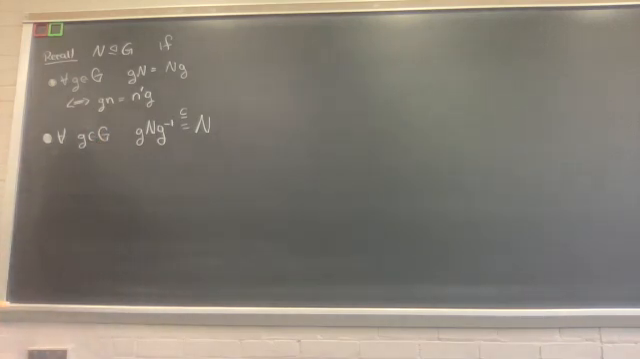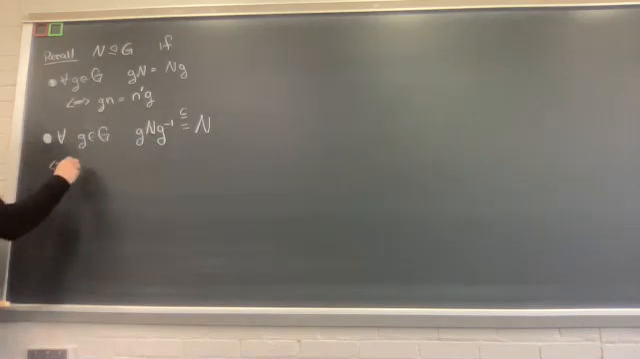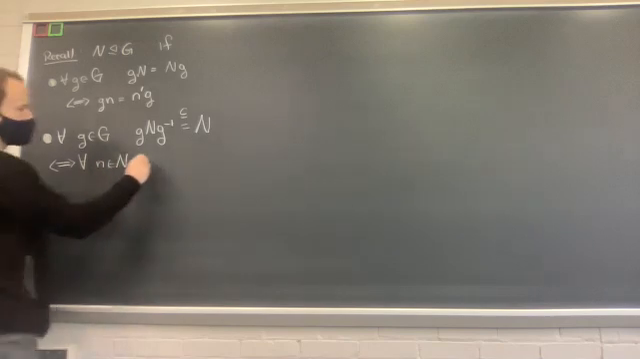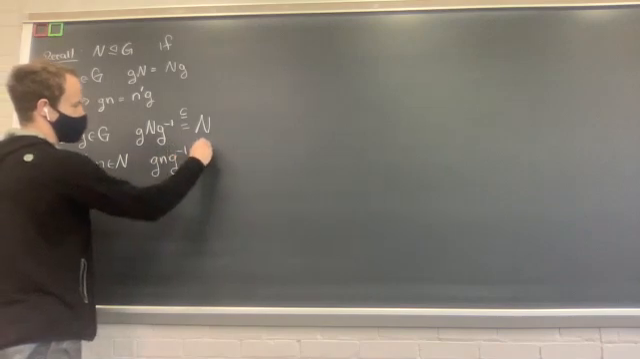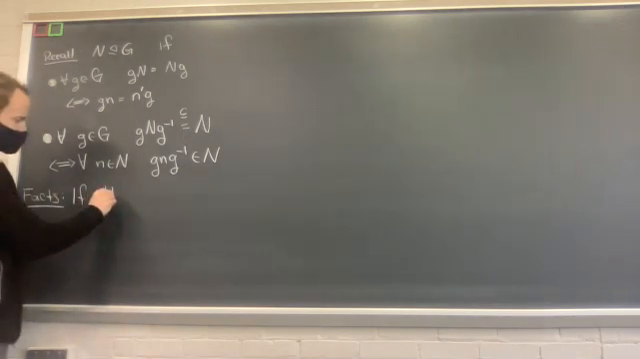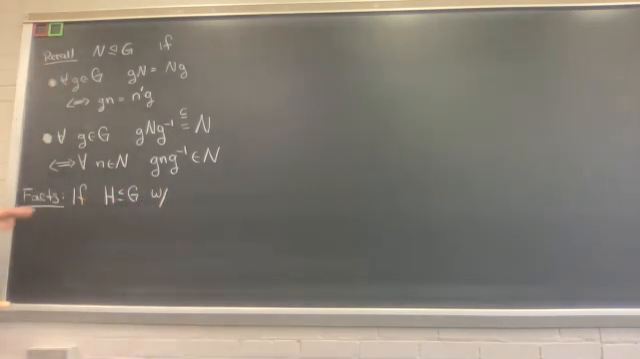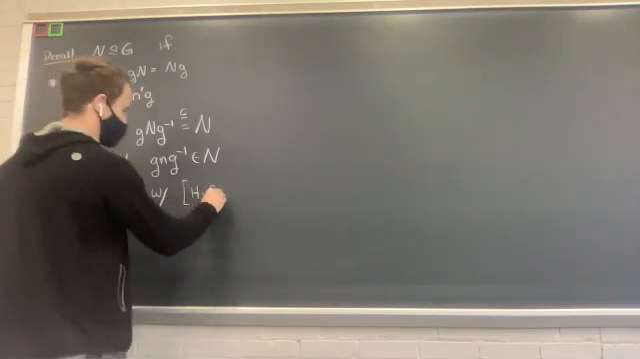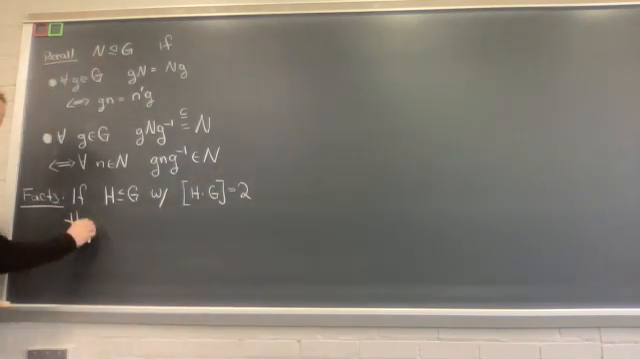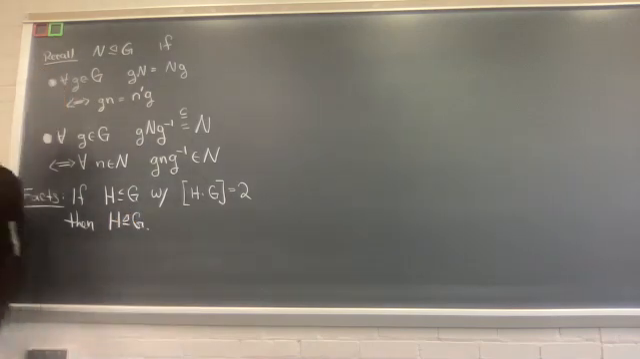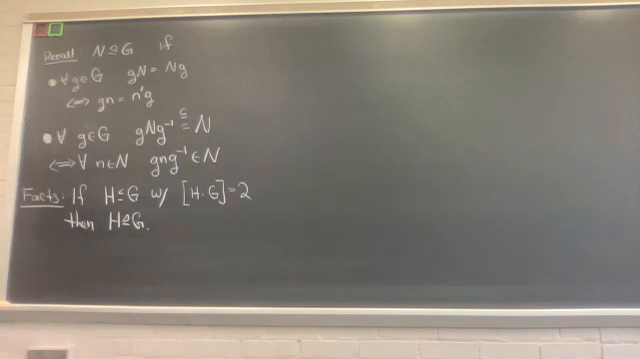And now let's write this in element-wise notation, because this is set-wise notation. So this would be for all little n in N, g n g inverse is an element from N. And then here are some facts. If H is a subgroup of G, not necessarily normal, with the index of H in G equal to 2, then H is normal in G. We used this a bunch last time, right? Index 2 implies normal. Because obviously normal doesn't imply index 2.